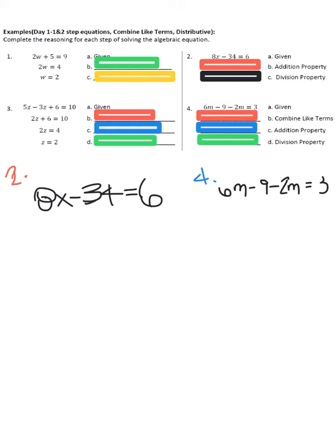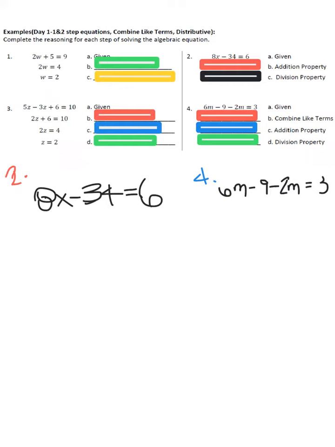All right, so our first example has 2w plus 5 equals 9. Then it says we would get, second step, 2w equals 4, and the last step we get w equals 2. So we're trying to figure out what our steps are, what my reasons are to be able to justify why we got to these steps. So the first one is usually always given. You have to be given an equation to start with. So 2w plus 5 equals 9 is a given. They gave us that.